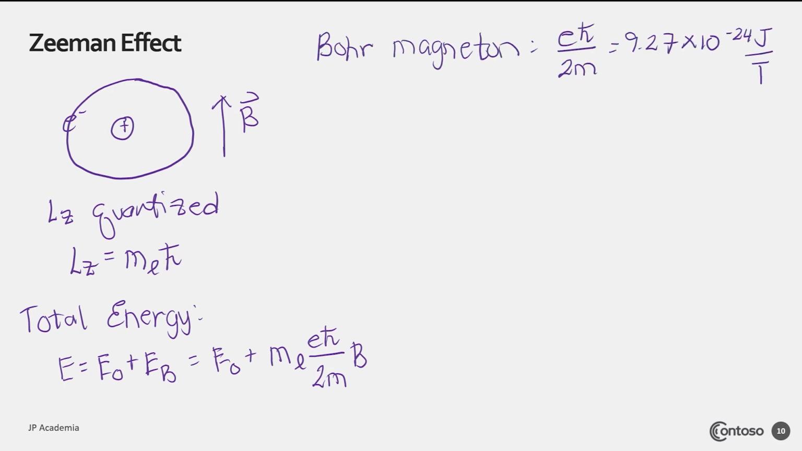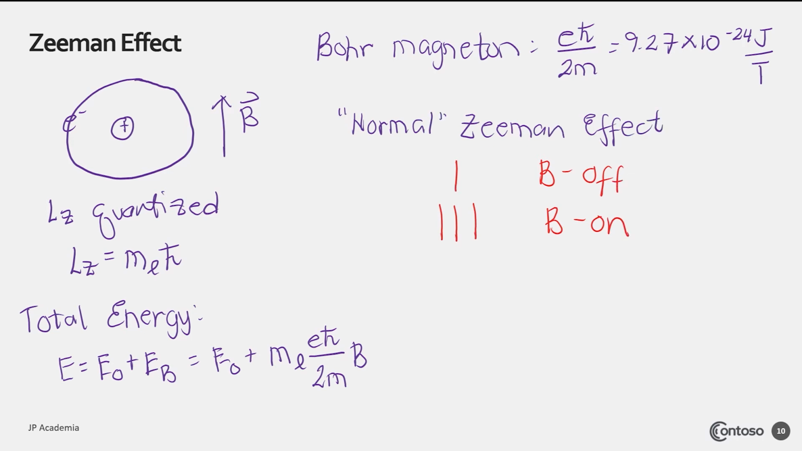The magnetic field splits the sublevels into 2L plus 1 levels, and the splitting is proportional to the magnetic field B. The factor eħ over 2m is called the Bohr magneton, as shown here. This is generally called the normal Zeeman effect. This type of splitting is observed with hydrogen and zinc singlet.